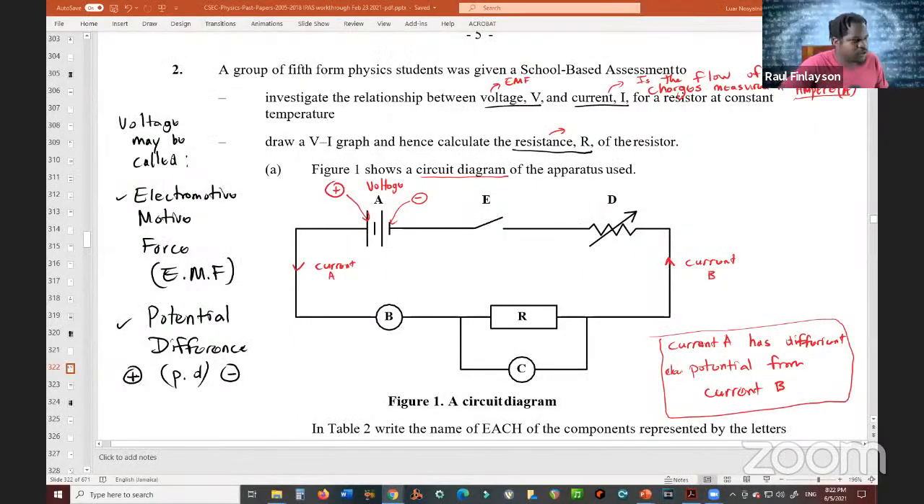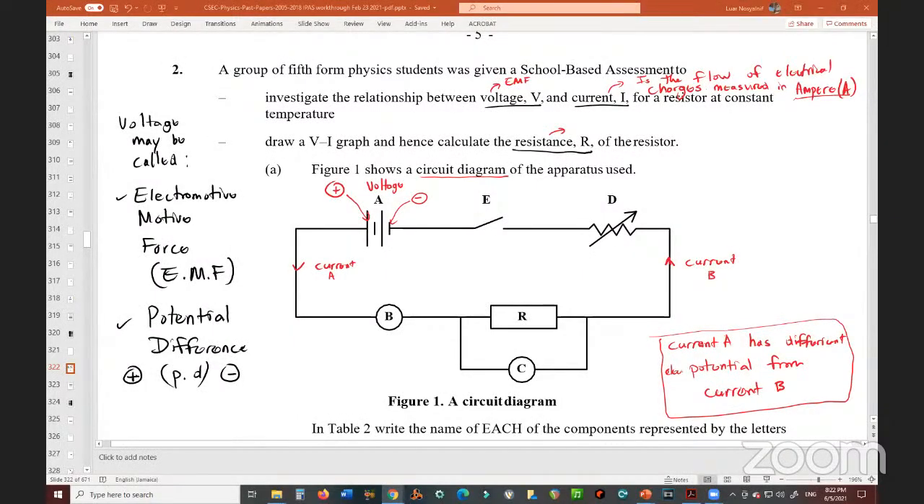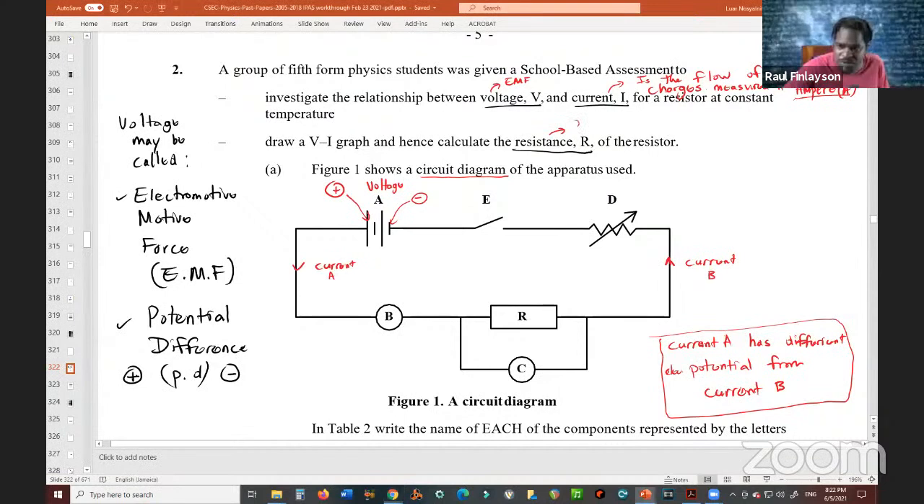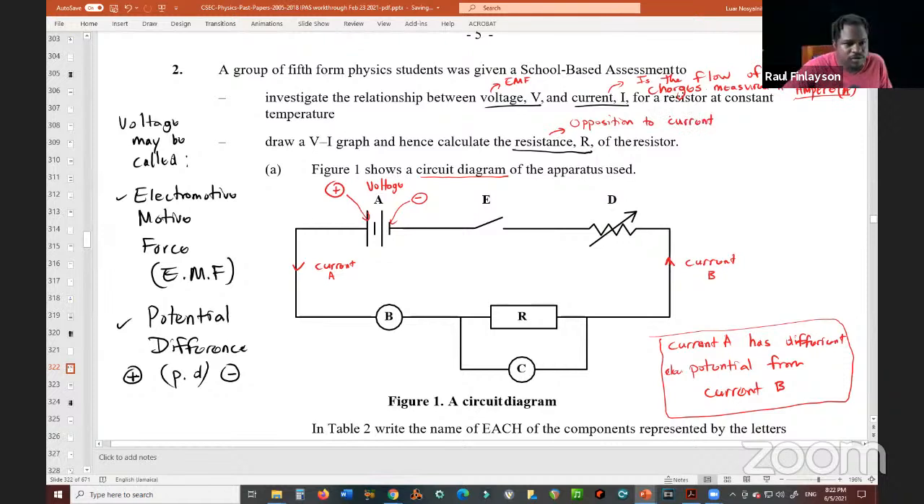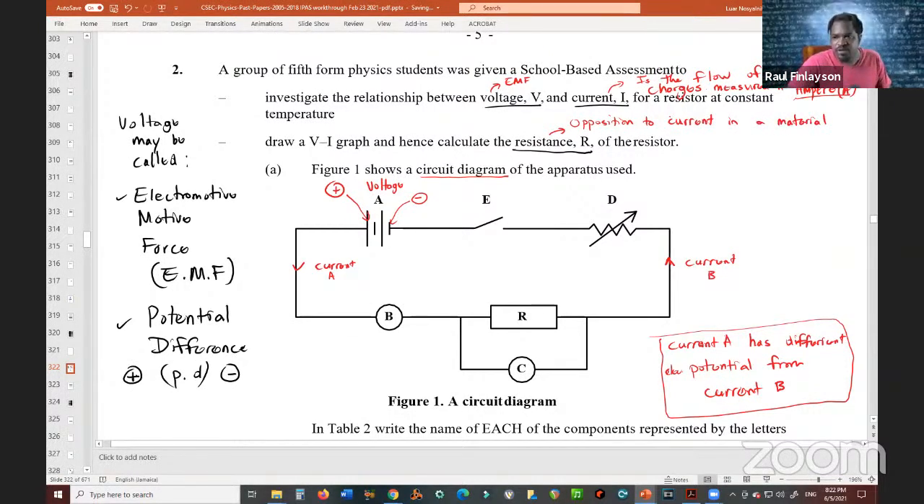A nice way to put it there, Benito. Opposition to the flow of charge. All right, so we'll just work with that definition then. Opposition to the flow of charge, opposition to current, really, in a circuit or in a material. All right, opposition to current in a material. Yeah, that's it.